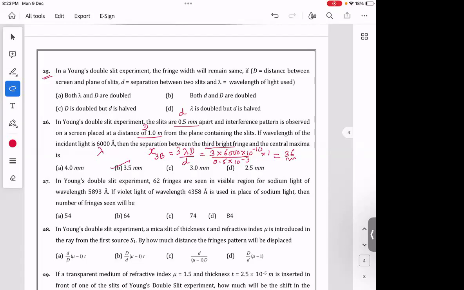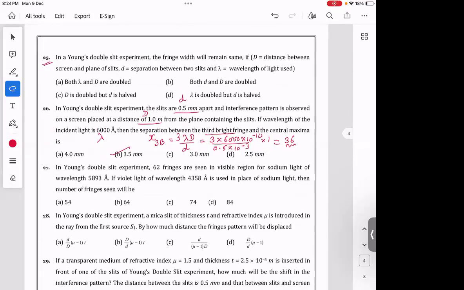3.5 millimeter. Because 0.5 is 1 by 2, so 2 goes up. So 2 threes is 6. 6 into 6 will be 36,000. So minus 3, when it comes to numerator, it becomes minus 7. So 3 zeros are there. So 3.6 into 10 power minus 3. So approximately 3.6 millimeter. So you can go ahead with 3.5 millimeter.